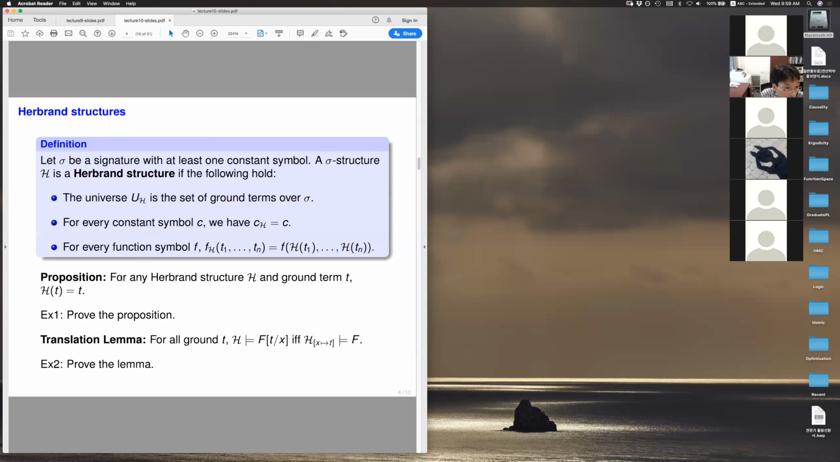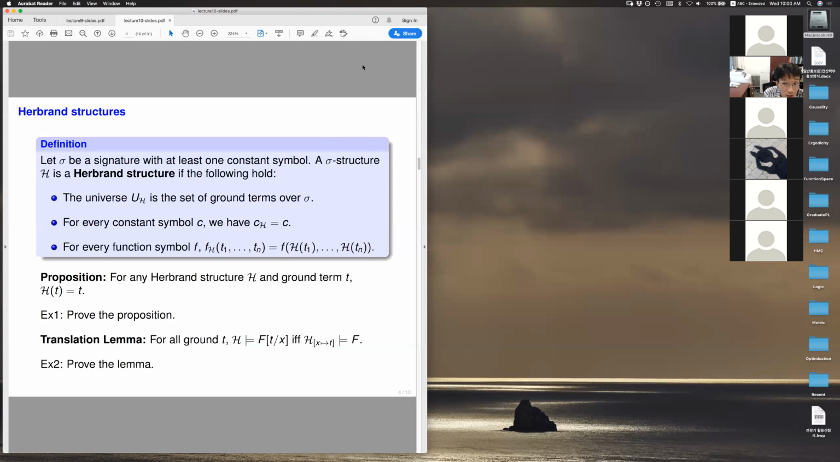Okay, so here's a proposition I want you to prove: for any Herbrand structure H and ground term T, if you interpret this term T under this Herbrand structure, it will become essentially itself. I mean, this term T itself lives in the underlying universe, and that's going to be the interpretation. So that's the proposition. I want you to prove this using structural induction. And second, we have a translation lemma.